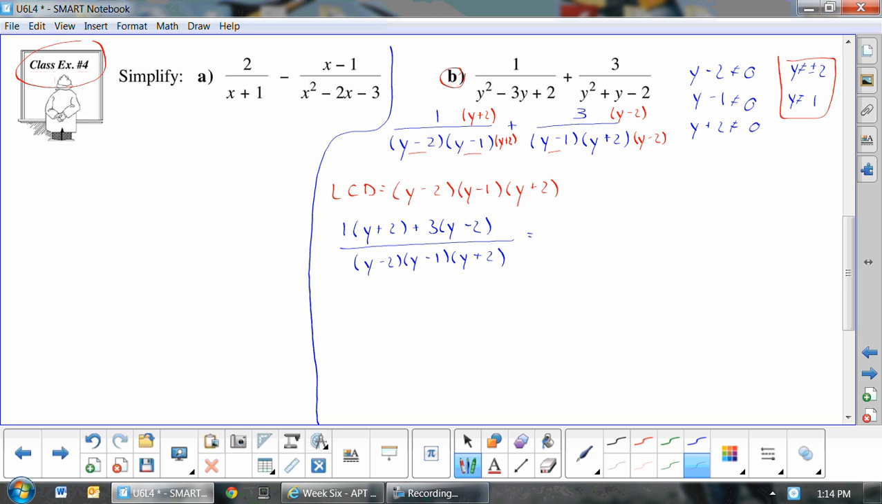And then we want to distribute it. So our 1 is really easy to distribute. But then we also have to distribute the 3. So we get y plus 2 plus 3y minus 6 all over that LCD. And then we get to simplify it. So we go, okay, that's y plus 3y, so we get 4y. And then 2 minus 6, so minus 4. I told you I had a sneaking suspicion something would cancel out.